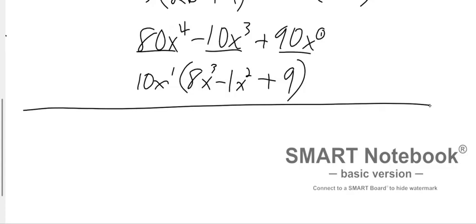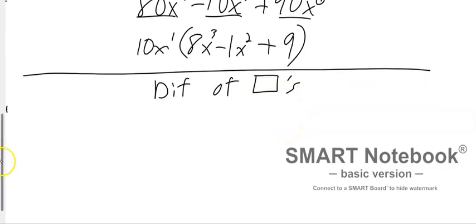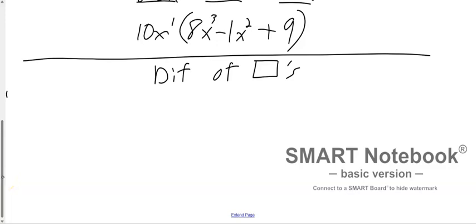Now let's go on to difference of squares. I'm just going to abbreviate this like this. Difference of squares. Difference means subtraction, and squares means you have to have a perfect square number or a variable. Okay? So for example, if I had 16x squared minus 25, it's a very simple strategy.